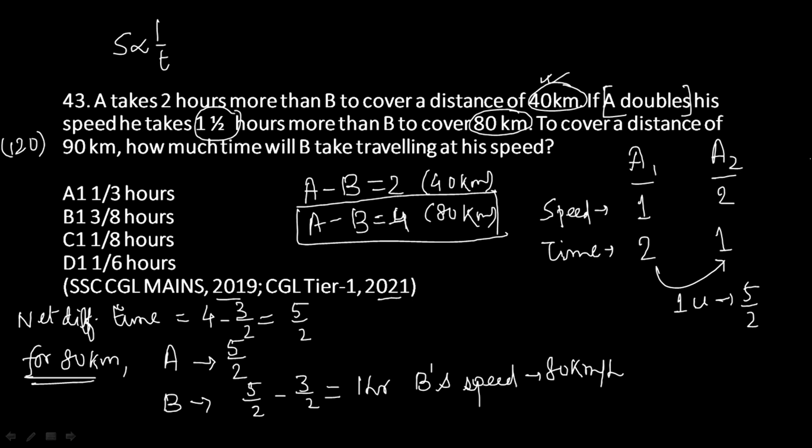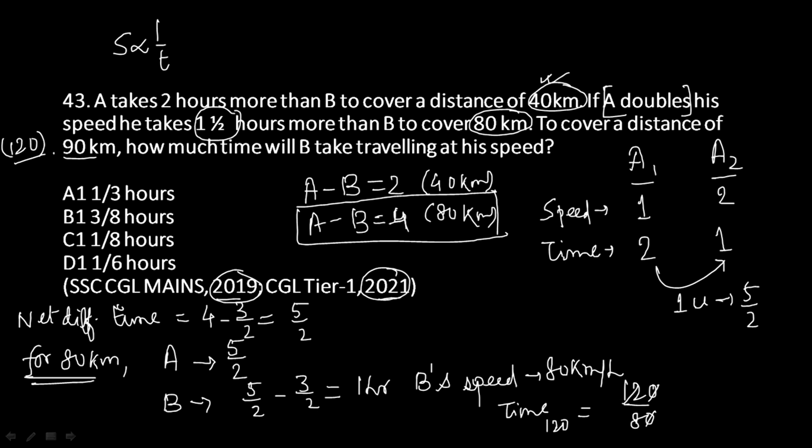So in the question it is given that to cover a distance of 90 km, how much time will be taken traveling at its speed? So the time taken, in case of 120 km, it will be 120 upon 80. It was 120 in 2021, and in 2019 it was 90 km. So I am solving both for you.